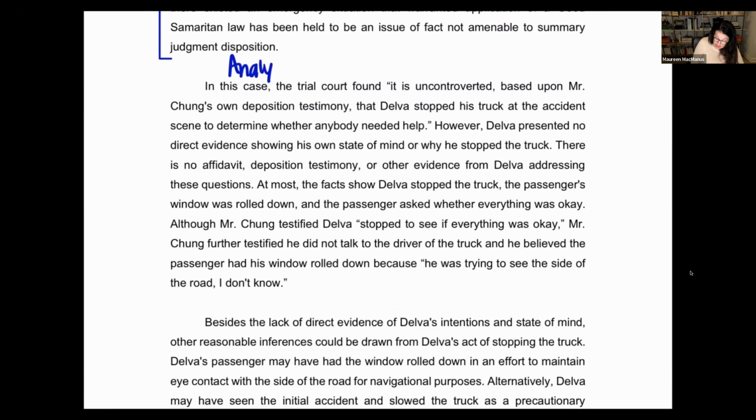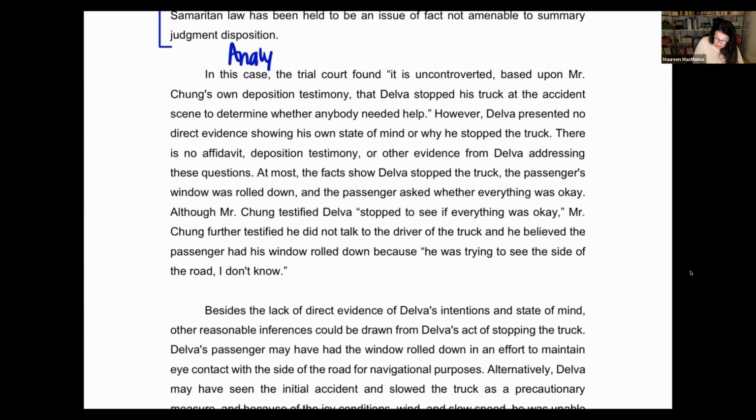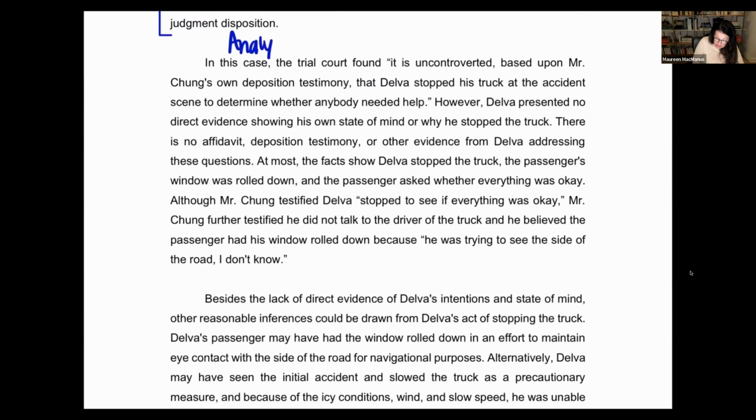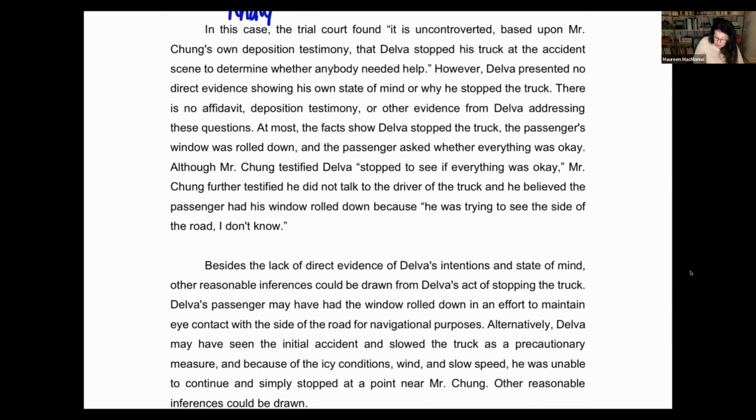So I'm going to highlight this. This is my analysis. Delva presented no direct evidence showing his own state of mind or why he stopped the truck. There was no affidavit, deposition testimony, or other evidence from Delva addressing these questions. At most, the facts show Delva stopped the truck, the passenger's window was rolled down, and the passenger asked whether everything was okay. Although Mr. Chung testified Delva stopped to see if everything was okay, Mr. Chung further testified he did not talk to the driver of the truck, and he believed the passenger had his window rolled down because he was trying to see the side of the road.